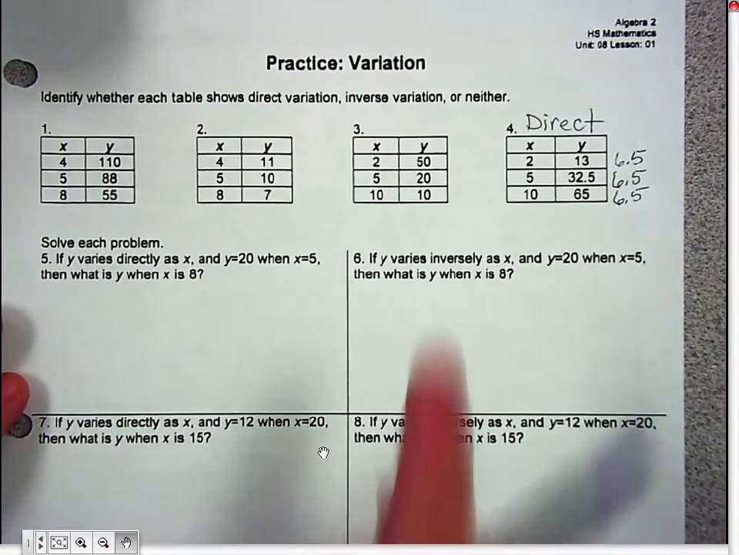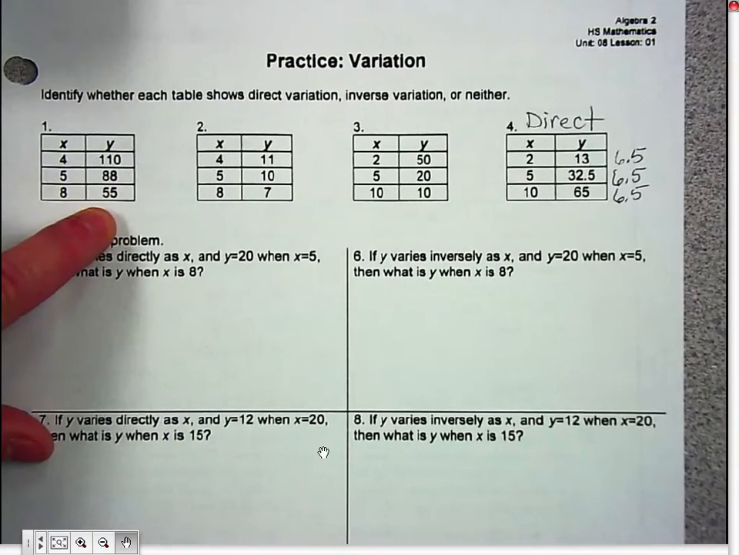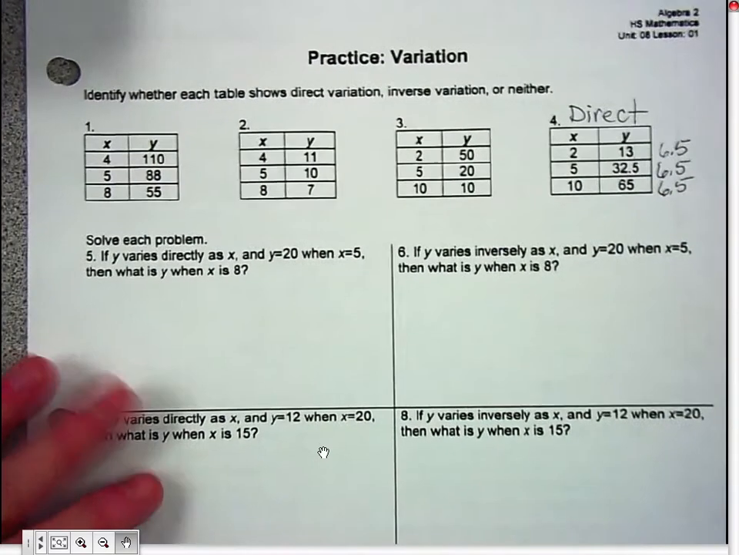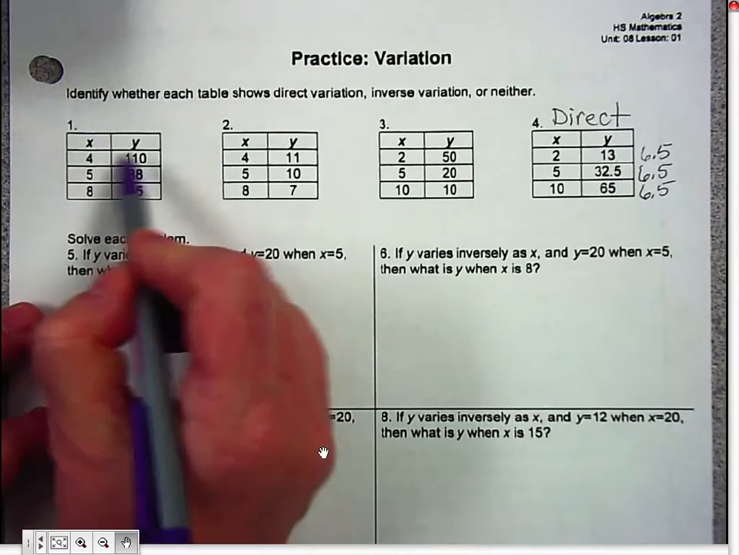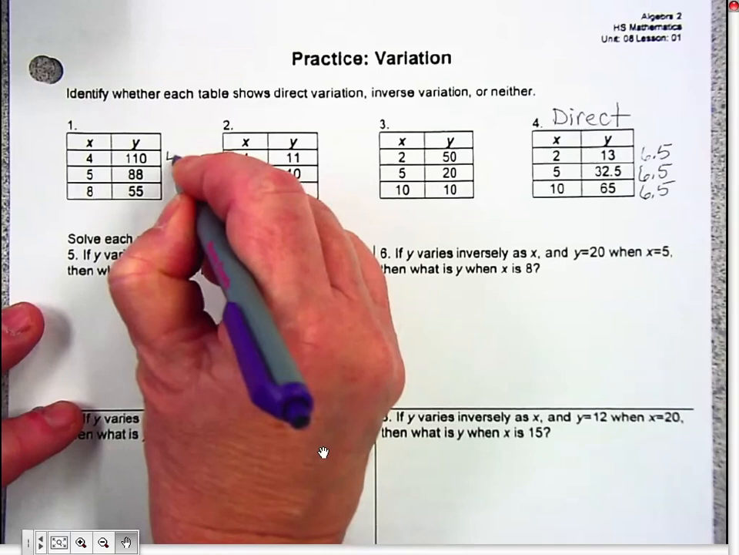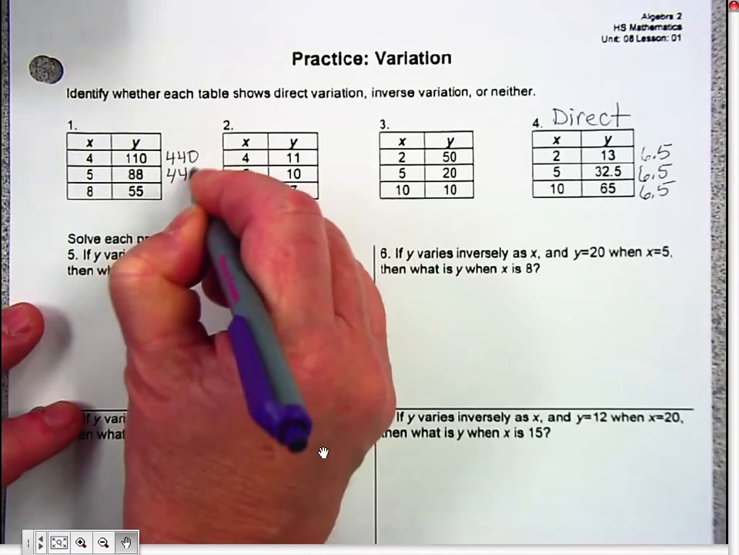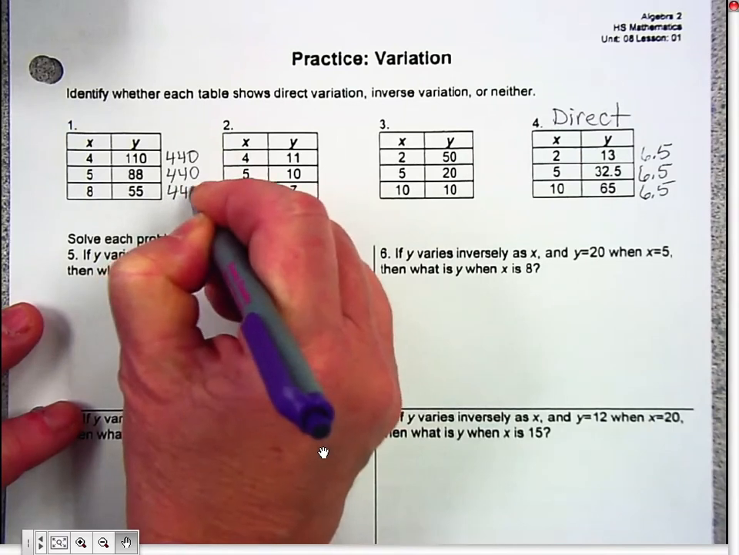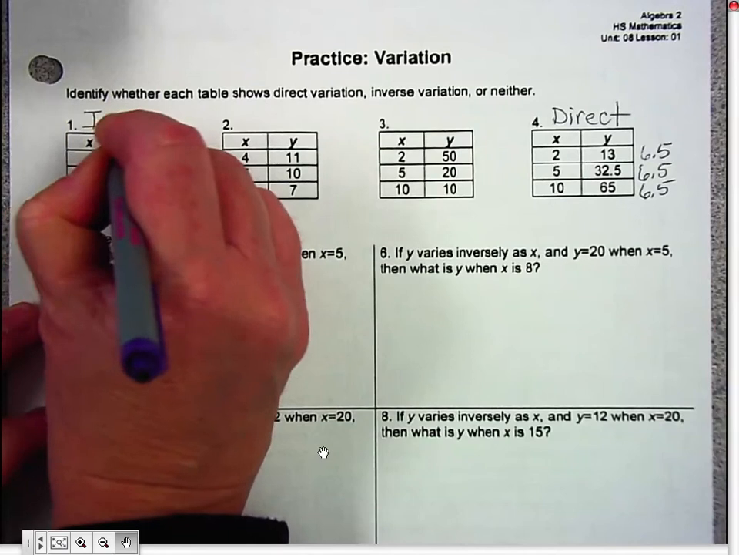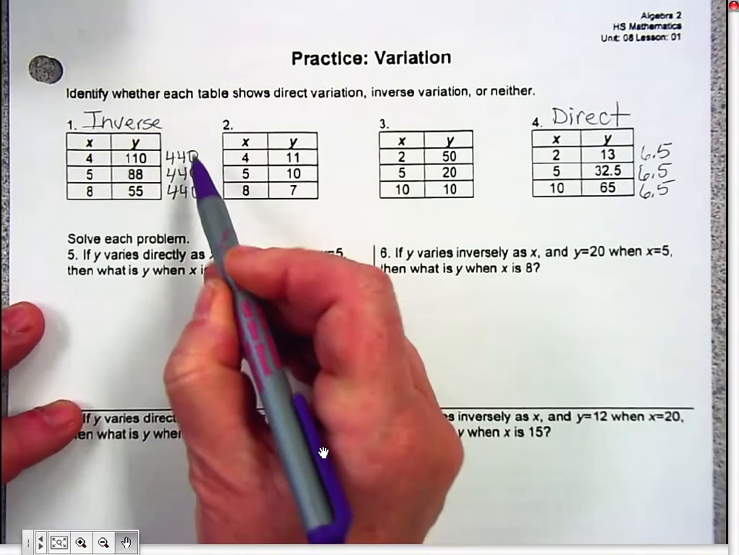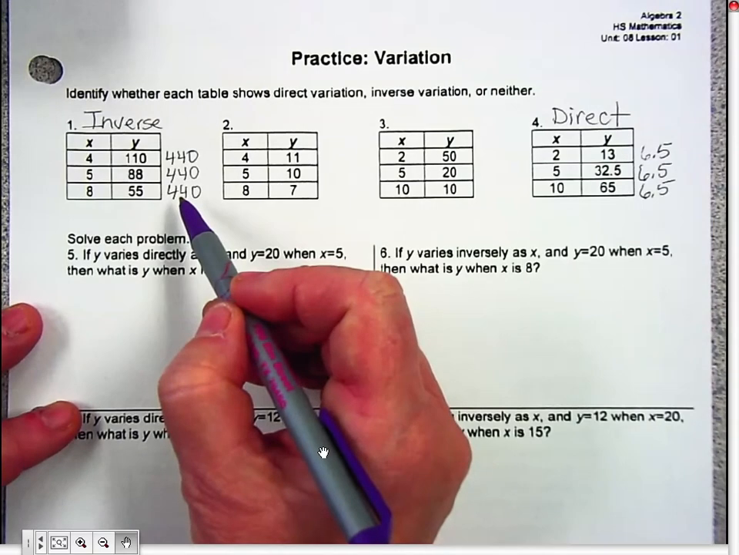Now let's check one of these. These all, the X increases, Y decreases, right? So you have to divide it. No, you do the opposite. You have to multiply them. So let's look at number 1. What's 4 times 110? 440. And 5 times 88? 8 times 55? So this one would be inverse. Now, if they weren't the same ratio or the same product, then it would be neither inverse nor direct.